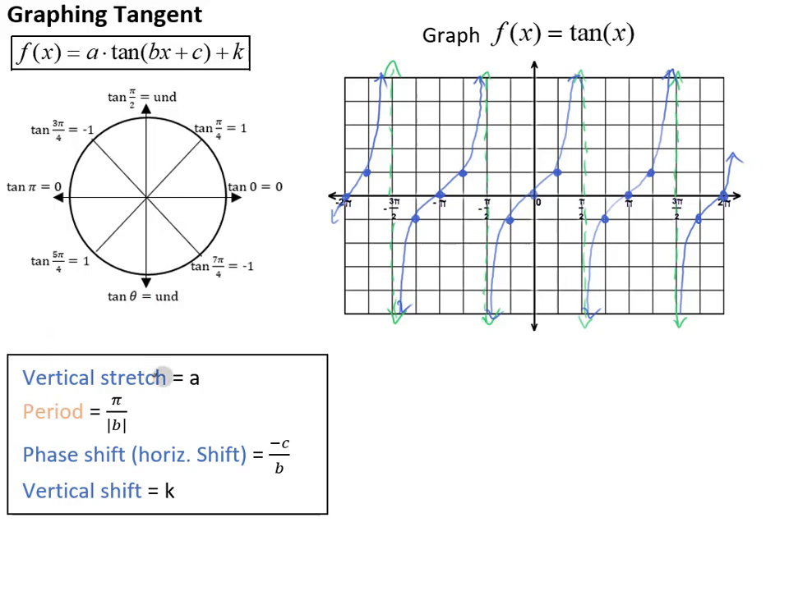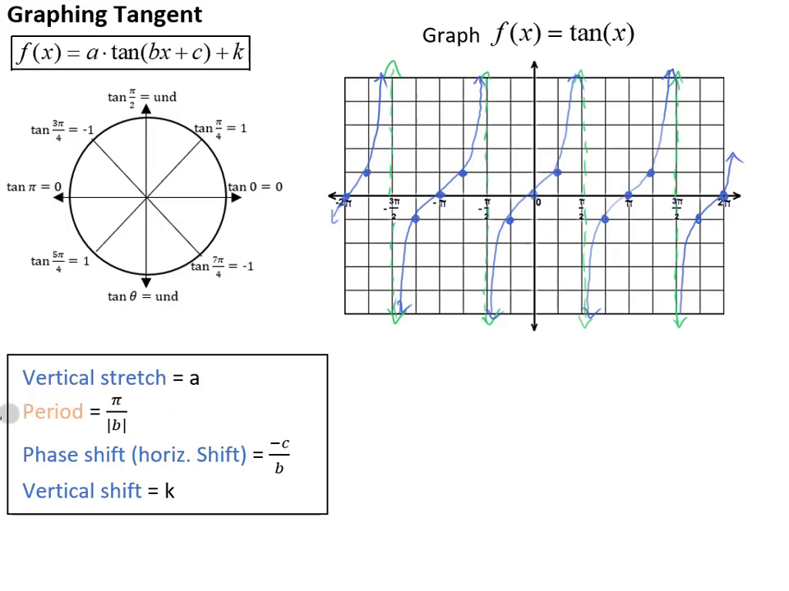Now notice A is not called the amplitude now, and it is not necessarily a distance. We just refer to it as a vertical stretch, because unlike the sinusoids, or cosine waves, there is no amplitude this time. So it's just a vertical stretch.